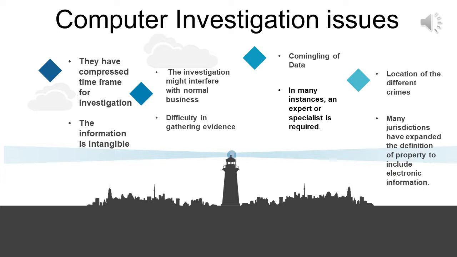Also, locations involved in the crime might be geographically separated by long distances in different jurisdictions. This separation might result in differences in laws, attitudes towards computer crimes, definitions of computer crimes, as well as difficulty in obtaining search warrants, lack of cooperation, and so forth. And then we have the final issue, which is many jurisdictions have expanded the definition of property to include electronic information. Those are the main issues that are involved in computer investigation.